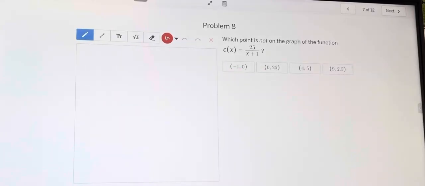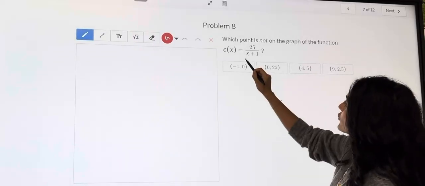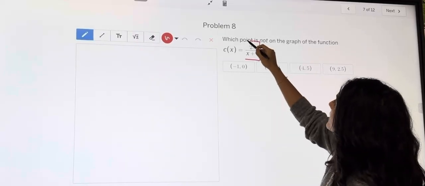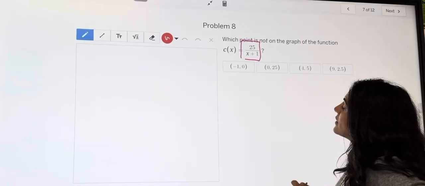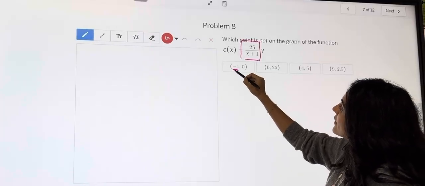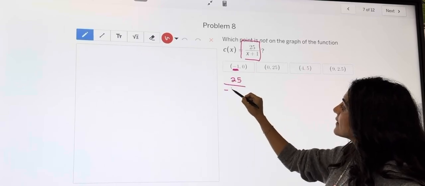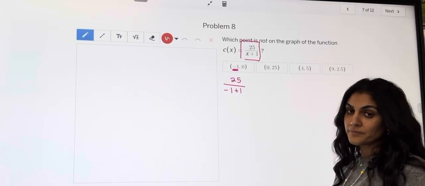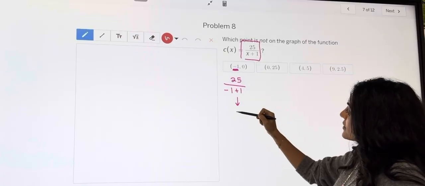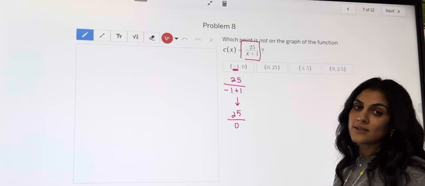Which point is not on the graph of this function? Okay, let's see. I have 25 divided by x plus 1, and let's just check them one by one. What happens when x is -1? I get 25 divided by -1 plus 1, which becomes 25 divided by 0.